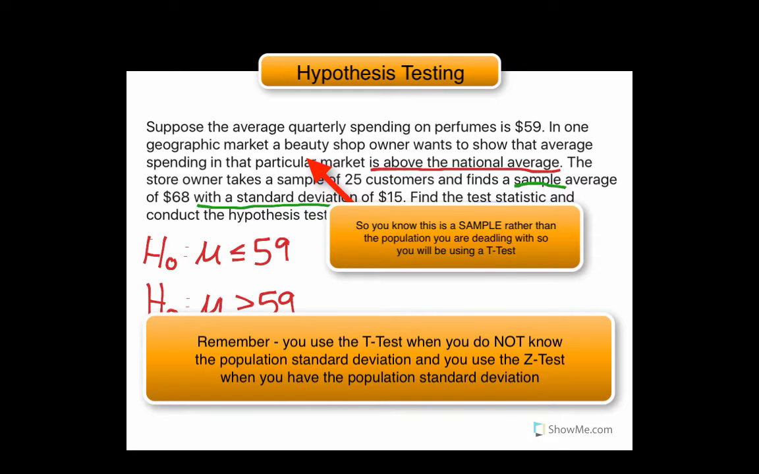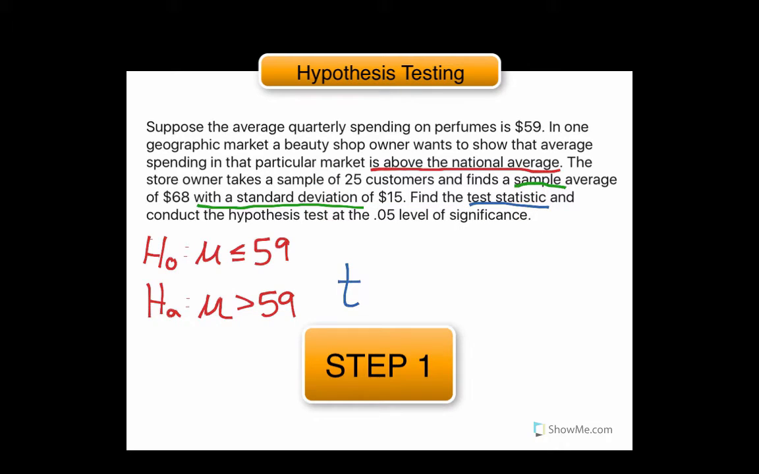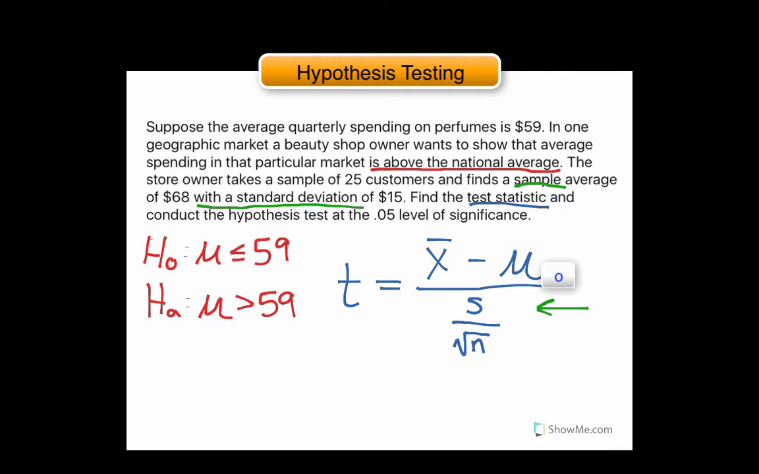So the formula for that is, you take the sample average, you subtract the population mean, or in this case that's the national average, and you divide by standard error, which is standard deviation over square root of the sample size. I write S for standard deviation here because it's sample standard deviation. If it were population standard deviation, that's when I would write sigma, like you may be used to seeing.